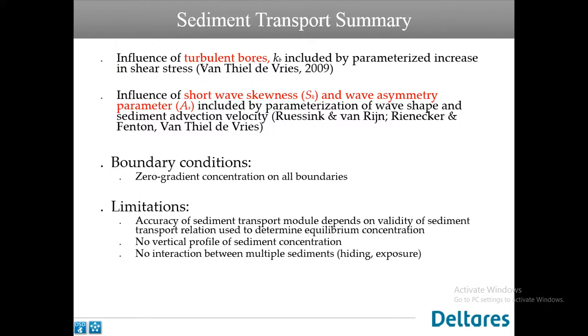And then the influence of turbulence from bores, the KV, is also included to increase the shear stress, because the bed shear stress is important in the calculation of sediment transport. And the influence of short wave skewness and wave asymmetry. It looks at the wave shape and also the sediment advection velocity, nonlinearity, non-hydrostaticity.